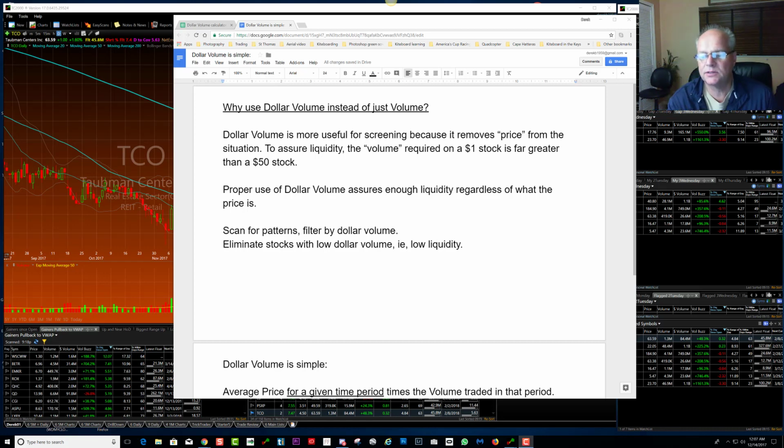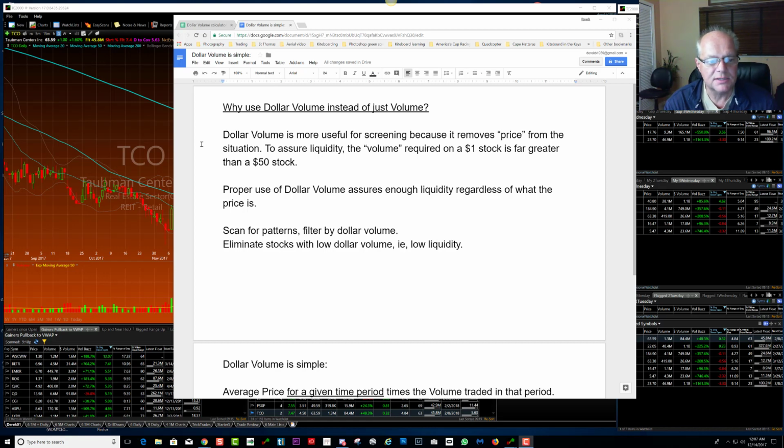It is December 13th, 2017, and I'm going to talk about using dollar volume in scans in TC2000 and why it is important. Why use dollar volume instead of just volume? Dollar volume is more useful for screening because it removes price from the situation. To assure liquidity, the volume required on a $1 stock is far greater than on a $50 stock.